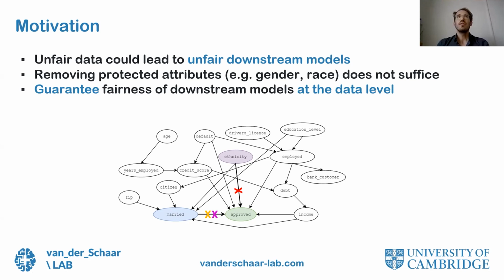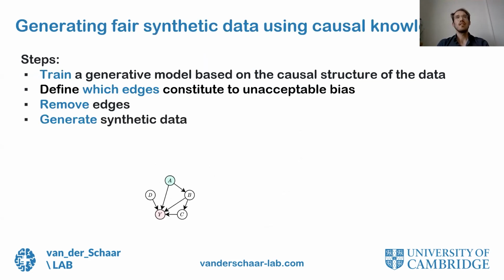So what we want to do is to have guarantees for the fairness of our downstream models at the data level. So let us look at how DECAF works. It consists of 4 steps. Basically, we assume that we already know or have already learned the causal structure of the data. So what does that mean?